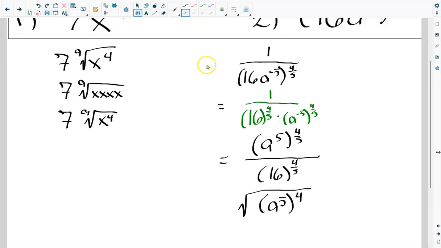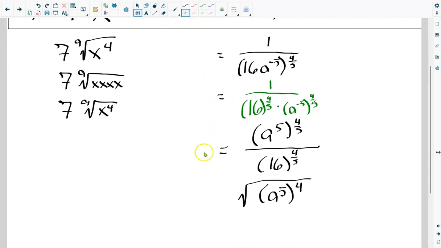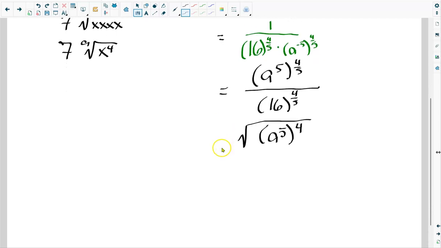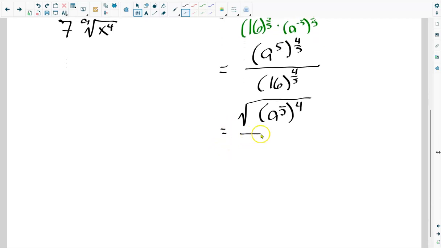Equals. So this is now this. This one will be 16 to the 4th. And, whoops, sorry about that. We have index 5 in the radical. Same thing here. So let's go ahead and take care of business here. There's 5 of them.